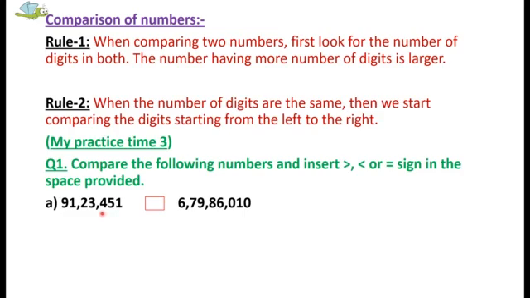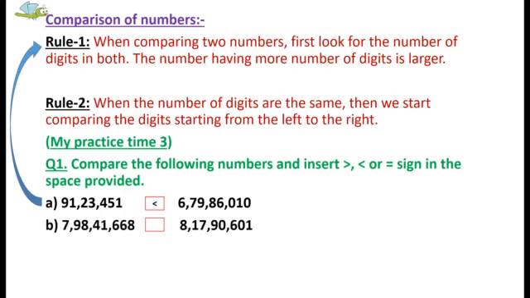In the first number the number of digits is 7, whereas in the second number the number of digits is 8. So children, from this only we find that the second number is the greater number, and we put a sign like this. So tell me children, which rule is followed here? Yes, the first rule is followed in this question. Now coming to the second question.